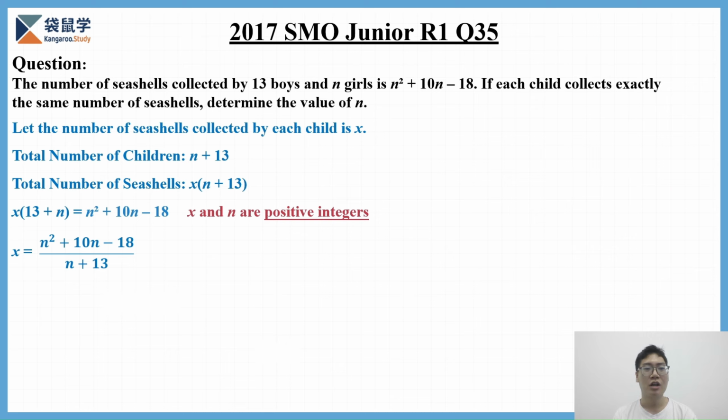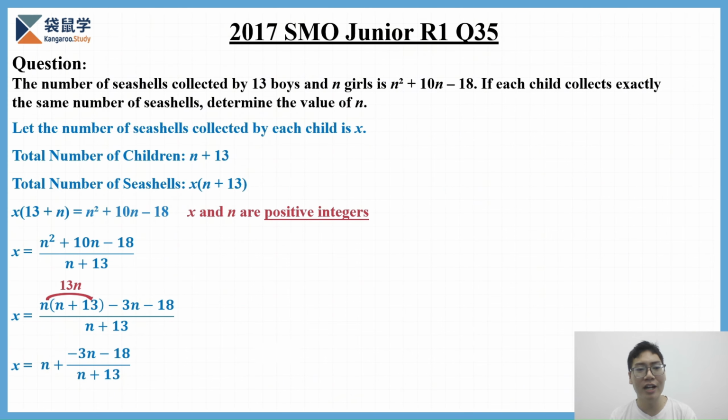Let's do it together. By using it, we will get x equals n times n plus 13 over n plus 13. By multiplying n into the bracket, we will get n squared plus 13n. But from our original fraction, we only have 10n minus 18. So how can we get from 13n to 10n minus 18? We can minus 3n minus 18. This will give us n plus negative 3n minus 18 over n plus 13. But can we solve for n directly using this fraction? No worries. Let's do another round of separation of constants to simplify this fraction further.